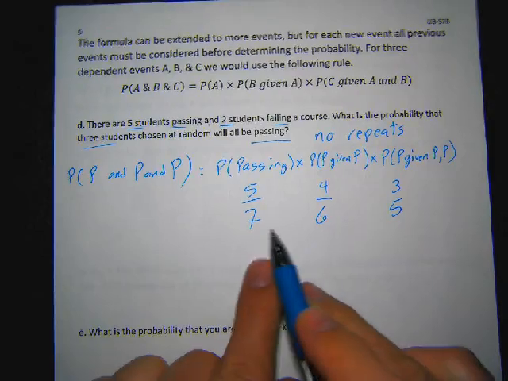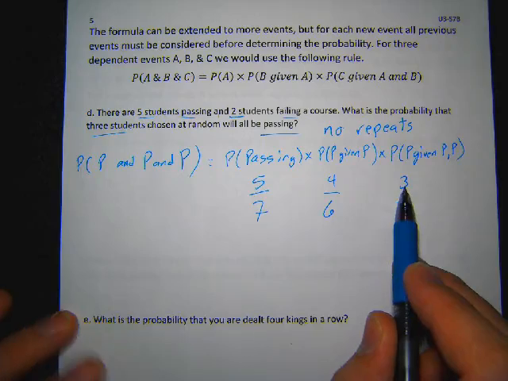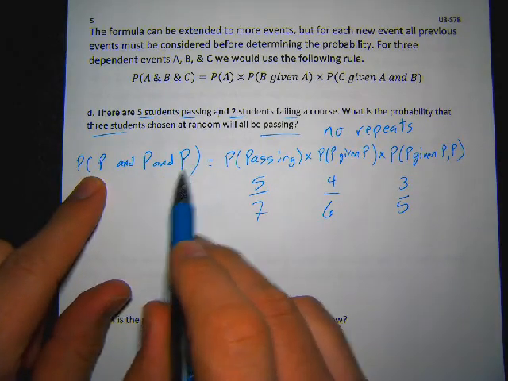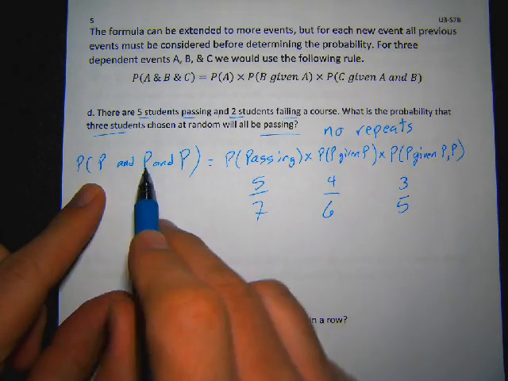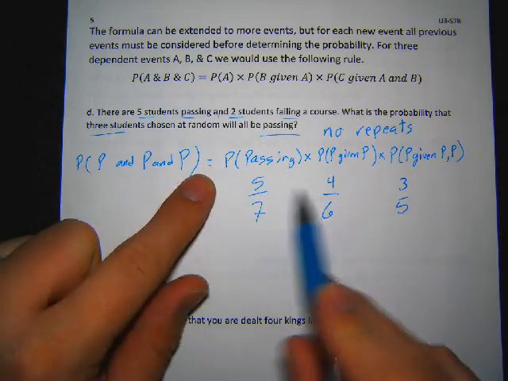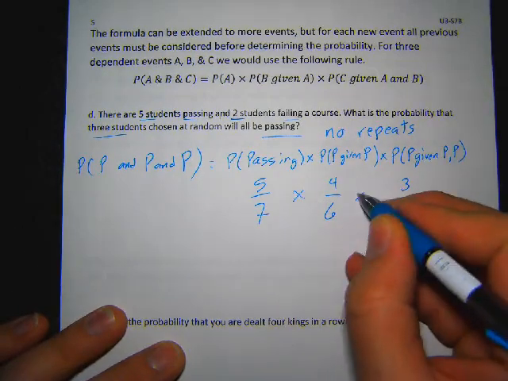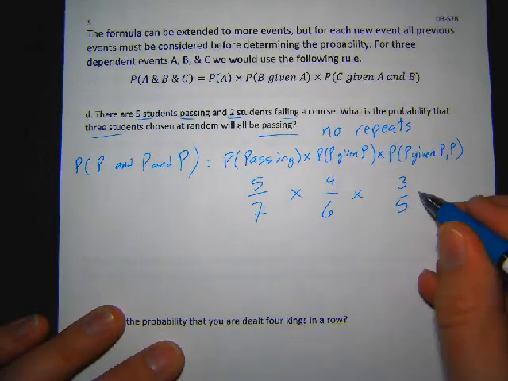You'll notice each time the bottom number goes down by 1. That's always going to happen because you're just picking 1 out each time. And here the top number is going down by 1 each time because I'm picking that same thing over and over again. If I'd switched between passing and failing, this might change in different ways. But because I'm trying to pick the same thing over and over again, this is just going down 1 each time on the top as well. And that's what I multiply. I just multiply all 3 fractions to get my answer.